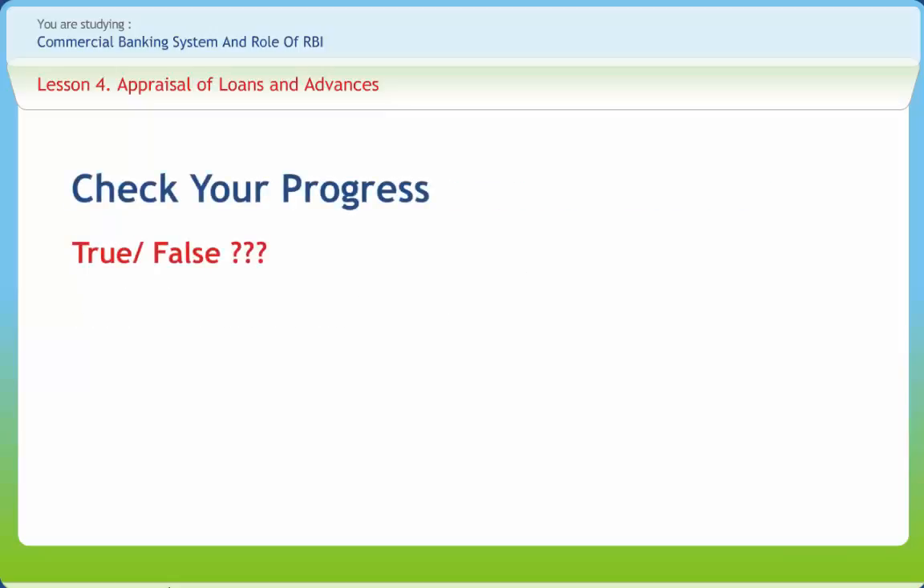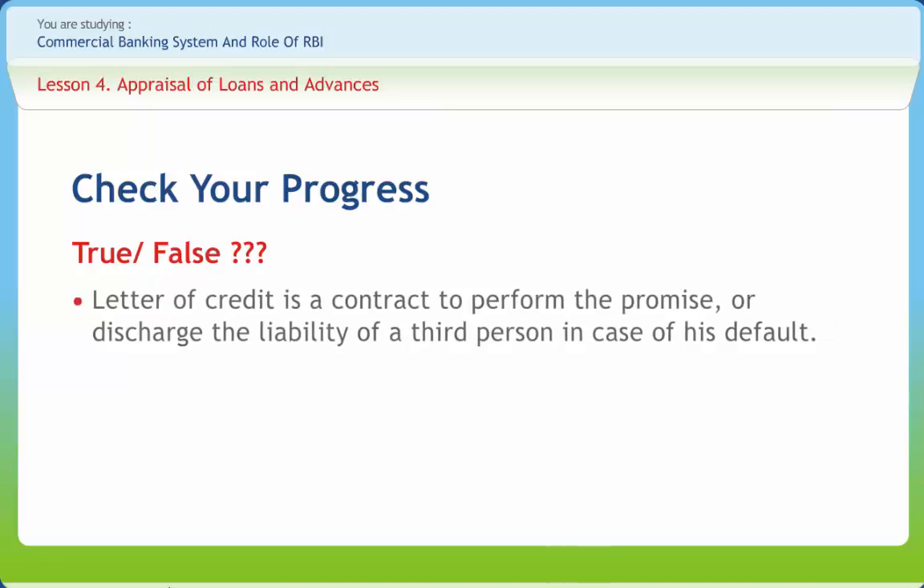Now let us check if we have understood the various concepts discussed in this lesson clearly. Letter of credit is a contract to perform the promise or discharge the liability of a third person in case of his default. Right or wrong? Wrong. It is guarantee.